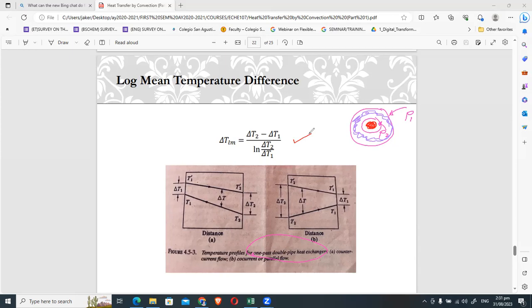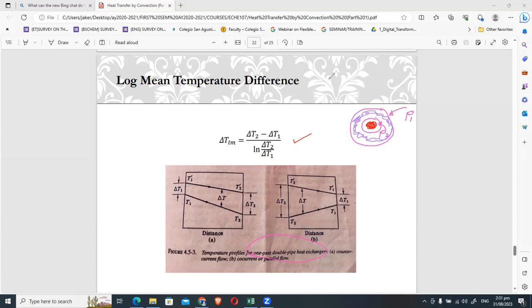Now it is important, however, that a problem using the log mean temperature difference should give you all four temperatures of the fluids that are being mentioned. What do I mean? The inlet and outlet temperatures of the two fluids. It could also be that one temperature is unknown, but you can equate the two Qs of the two fluids and you get to know the other one. But as much as possible, the problem will give you all four temperatures: T1, T2, T1 prime and T2 prime.